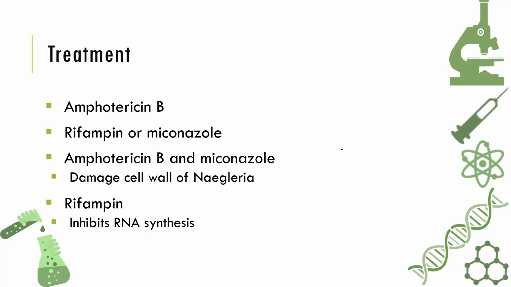Treatment is amphotericin B. It can be treated, yes. Rifampin can also be used. Death can be prevented, of course, if treated immediately. What does amphotericin B and miconazole do? It damages the cell wall of the Naegleria. That's why the synthetic or the genetic material of the Naegleria fowleri can be destroyed. Rifampin inhibits the RNA synthesis of our Naegleria fowleri.